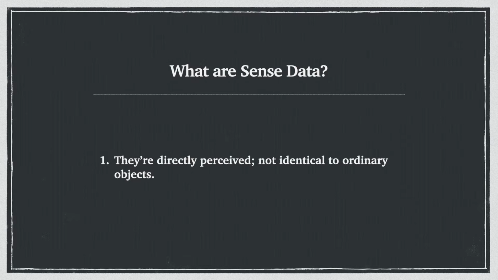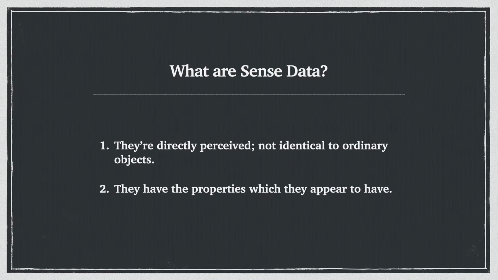All we know so far about sense data is that we directly perceive them, and they're not identical to ordinary objects like the table. But can we say anything more than this? Well, in the extract we read, Russell doesn't go into much detail about the nature of sense data, but various theorists following him have. One thing sense data theorists tend to say is that sense data have the properties which they are perceived as having, which they appear to have.